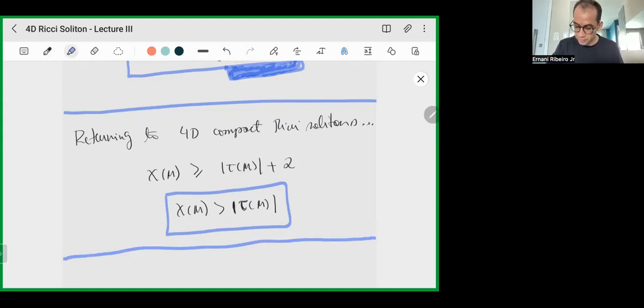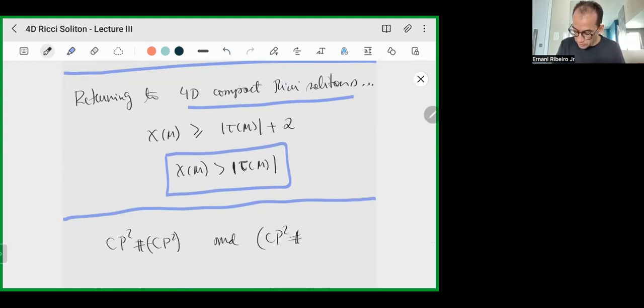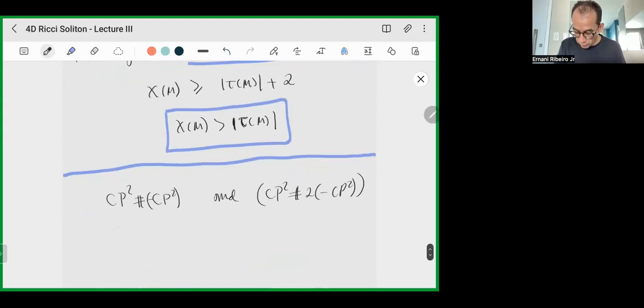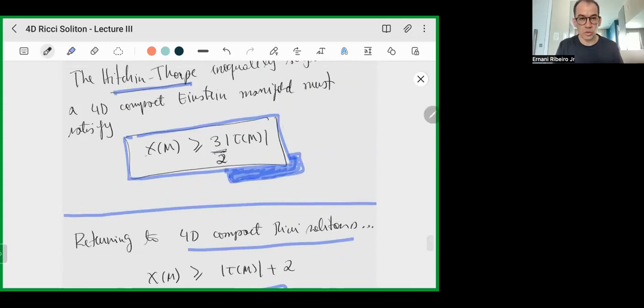When you return to the four-dimensional compact Ricci soliton examples, which means CP2 connected sum with minus CP2, and CP2 connected sum with twice minus CP2. Well, you know both examples are Kähler, okay? So we know the value of the Betti numbers, and we already know that they satisfy this inequality. They also satisfy the Hitchin-Thorpe inequality, the known examples.